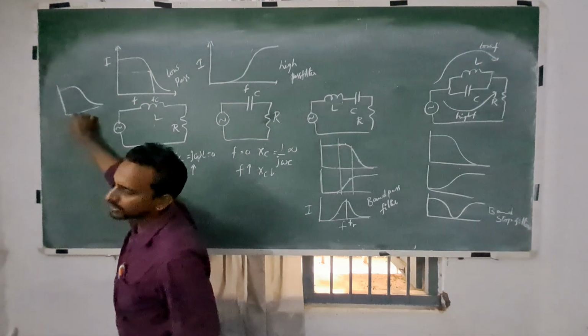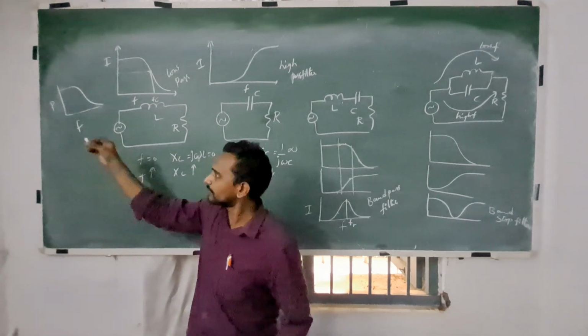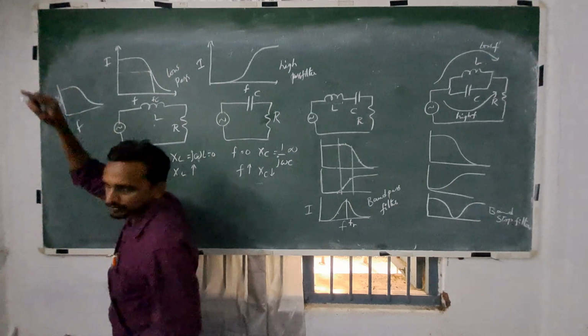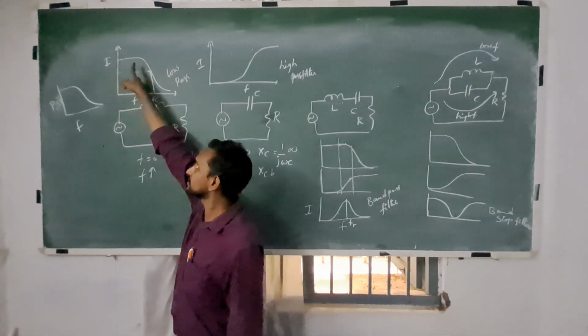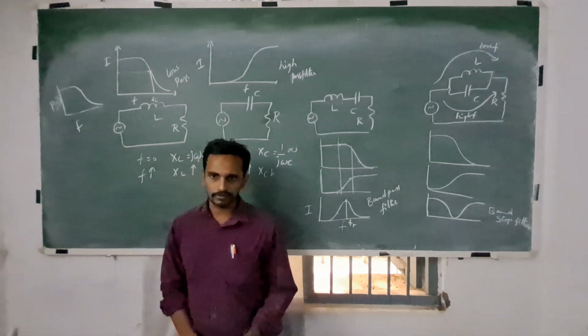For a low pass filter, the frequency response of power will be like this. Because power is I square R. We know the I value, we square it. So power versus frequency will also be like that.